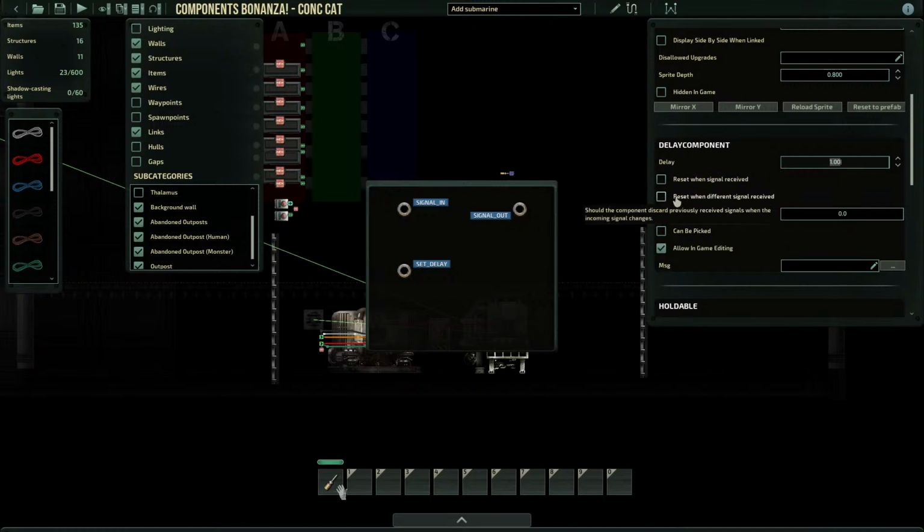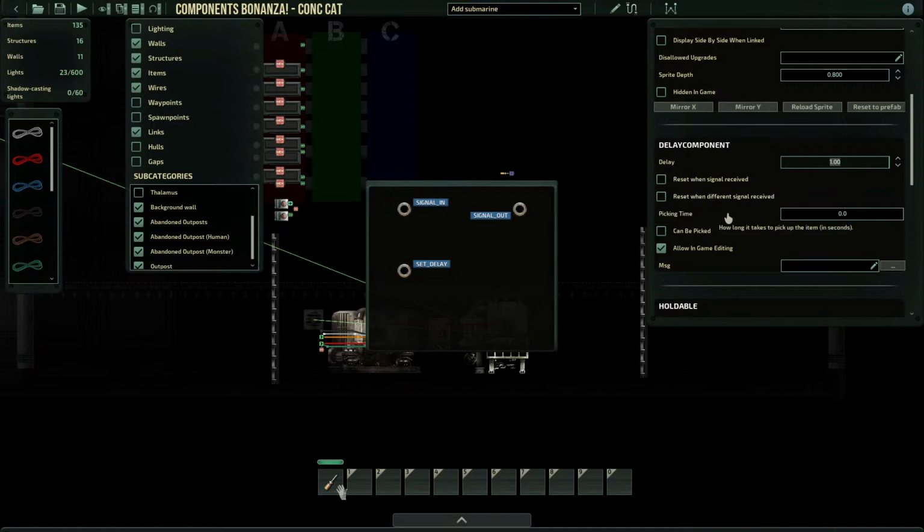There are two options here. You can say reset when any signal is received. So if you get a pulse input here that's 4, it'll start the timer and say before that one timer is over, another impulse of 4 arrives. Then that timer resets. I don't know how that would be useful, but I'm sure in some situations it might be.